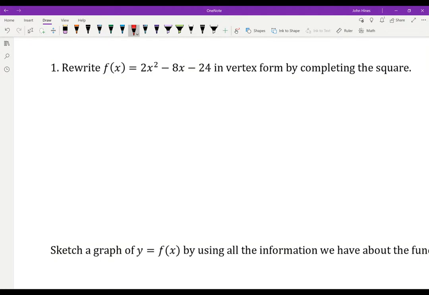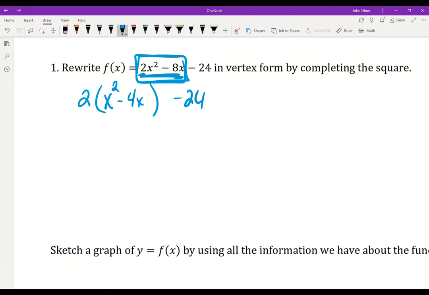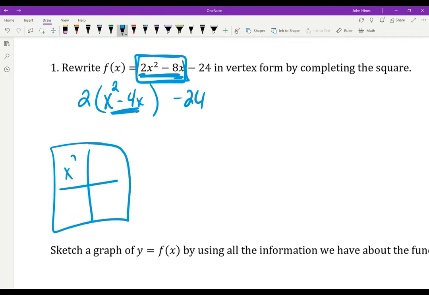So rewrite this function in vertex form. Well, there's a problem. That leading coefficient is a problem. So what we do is we factor it out from the first two guys. x squared minus 4x. Remember, when we complete the square, I only care about these guys right here. I don't care about the constant term. Well, then we draw our box. We've got x squared, x times x.